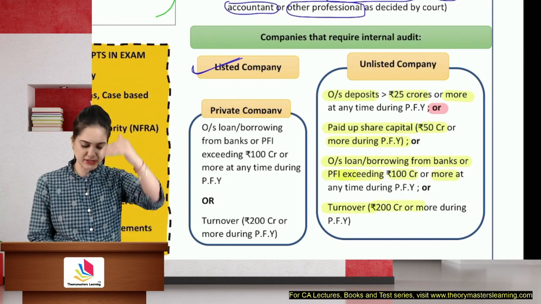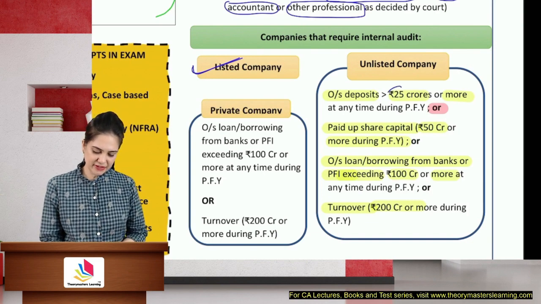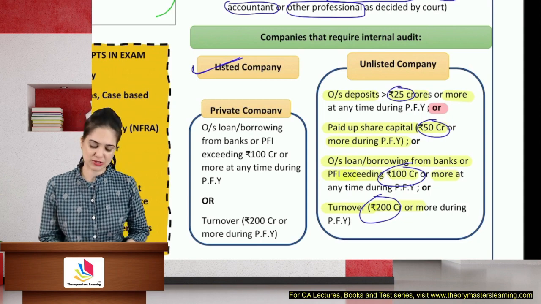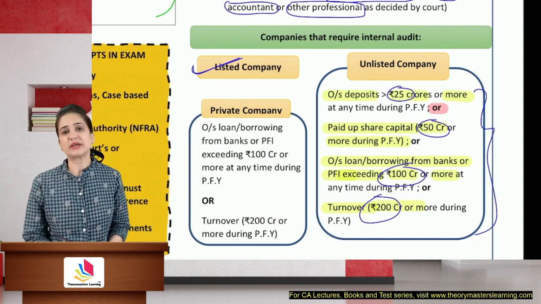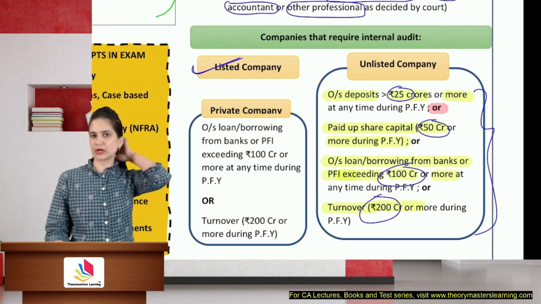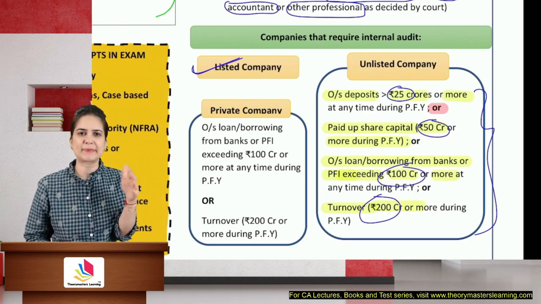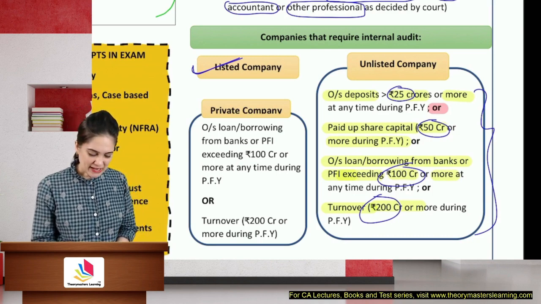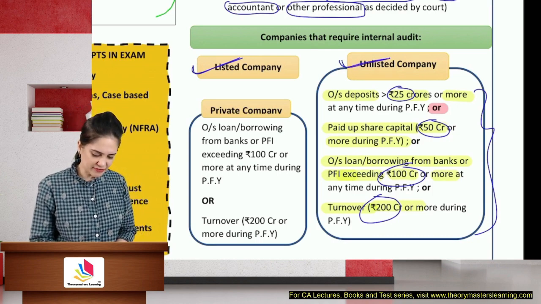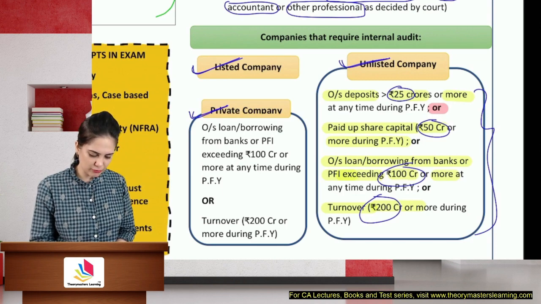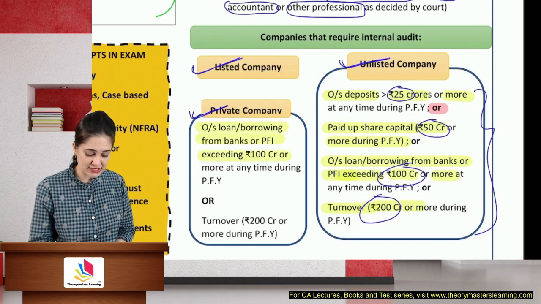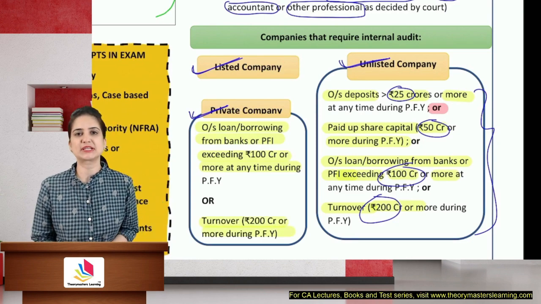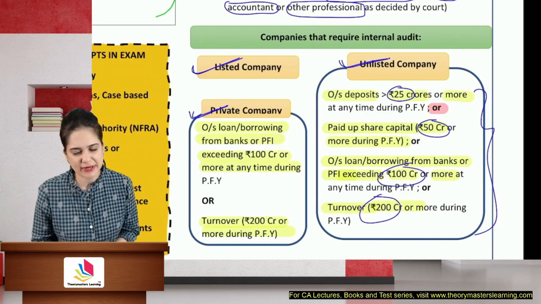See, I've written it in sequence. We start with 25 crores, double it, 50 crores, double that, 100 crores, double it, 200 crores. So these are the limits that you need to memorize. They will give you a particular company, they will mention the paid up capital, turnover, and you have to decide whether the company needs to conduct an internal audit or not. In case of a private company, if the outstanding loans and borrowings from banks or public financial institutions exceed 100 crore or more, or turnover exceeds 200 crore or more, if either of these conditions is satisfied, the company has to get the internal audit done.